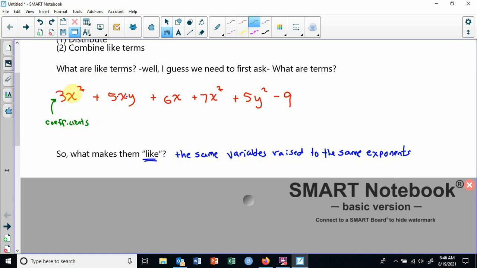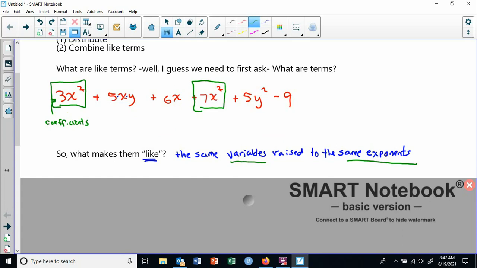So I need something else to have an x squared. This one has an x, but it's not an x squared. It also has a y, so this is not like this one. This one has an x, but it's not an x squared. So these two are not like. This one, though, has an x squared and only an x squared. It is like this one. This one has a squared, but it's the wrong letter. It's a y squared. This one is a 9. So they have to have the same letters, and they have to be raised to the same exponents to be like.